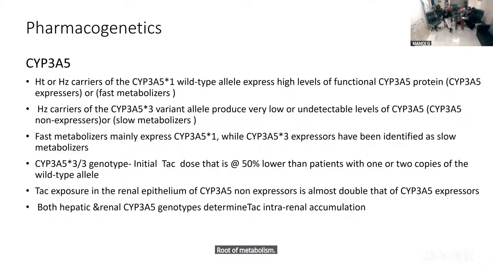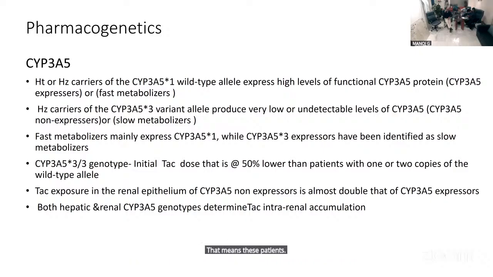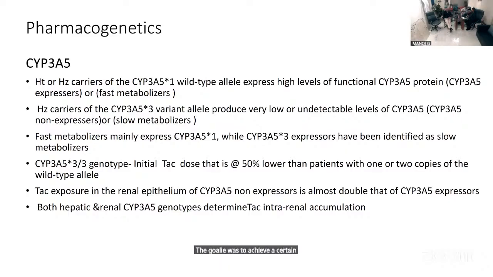Now, you have to remember CYP3A5 star 1. If star 1 is there, it is considered wild type. Wild type means they are fast metabolizers, or expressors. That means these patients will rapidly metabolize the tacrolimus, and the dose of tacrolimus to achieve a certain trough level will be higher in these patients.